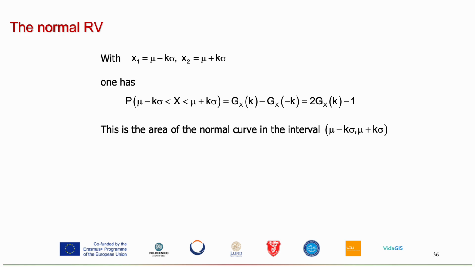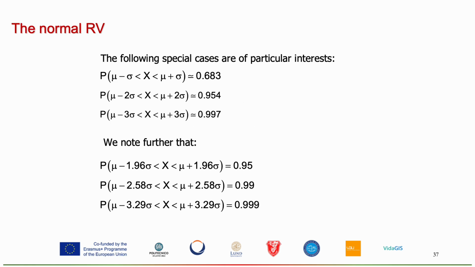The probability for x to be between mu minus k sigma and mu plus k sigma can be proved to be equal to the cumulative distribution function for the standardized random variable at k minus the cumulative distribution function for the standardized normal variable at minus k. That means, for symmetry reasons, that it is 2 multiplied by the cumulative distribution function at k for the standardized variable, minus 1. This is exactly the area of the normal curve in the interval mu minus k sigma and mu plus k sigma. Specific cases are of particular interest.